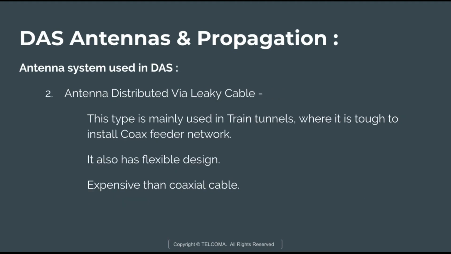The second type is the antenna distributed via leaky cable. This type is mainly used in train tunnels, where it is tough to install a coaxial feeder network. It also has a flexible design but it is more expensive than the coaxial cable. So antennas are distributed using a coaxial feeder cable or through leaky cables.